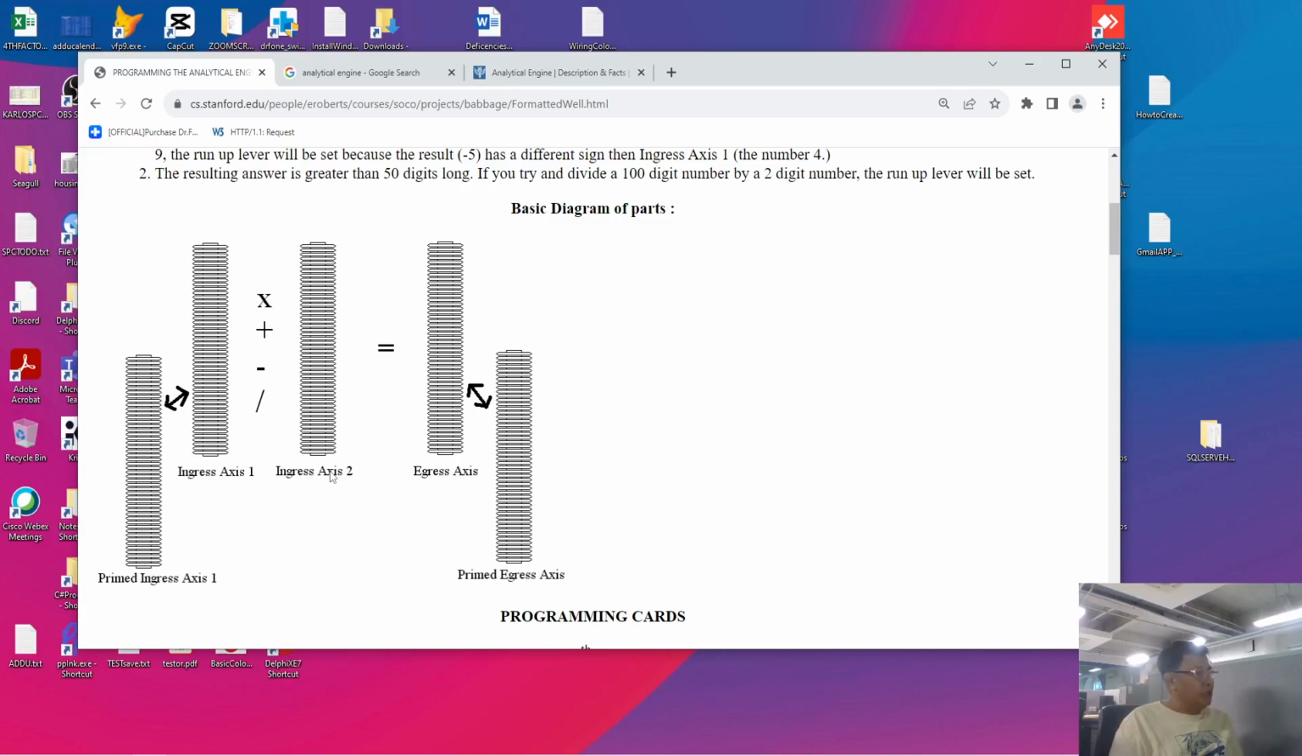For example, during a plus operation, the first addend is in ingress axis 1 and the second addend is in ingress axis 2. During multiplication, the multiplier is on ingress axis 1 and the multiplicand is in ingress axis 2, or vice versa. The egress axis is called egress because it is used to store the output. During normal mathematical operations, the result is stored in the egress axis, except during division, where the egress axis is used to store the remainder, and the quotient is stored in the prime egress axis. In case of large inputs, the prime ingress axis is used to store the excess values from the ingress axis 1.